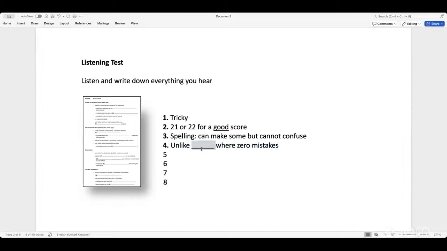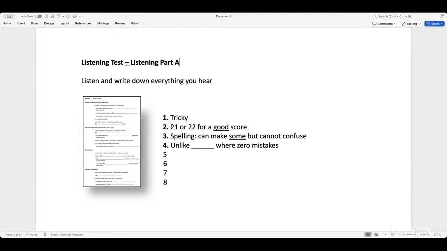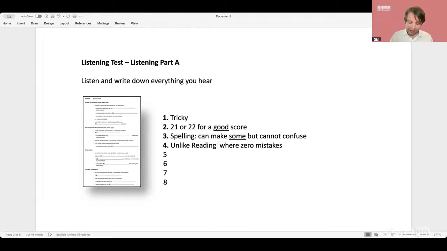Christina, can you say hello? Hello. Where can we make 0 mistakes? In spelling, we can make some mistakes in listening part A, but where can we make 0 mistakes? In reading part, we're not allowed. Exactly, unlike reading part A. And that's what I said, guys. Unlike reading part A, you cannot make any spelling mistakes at all.